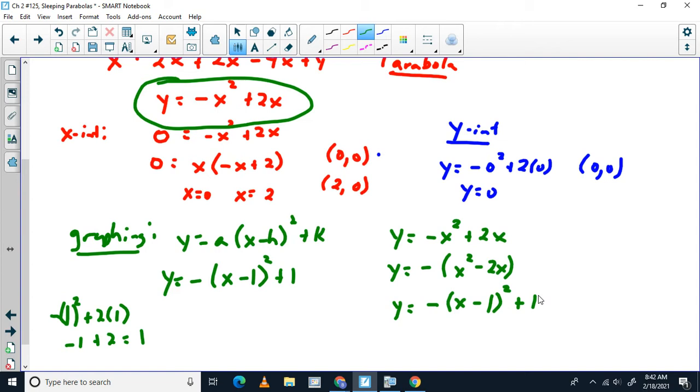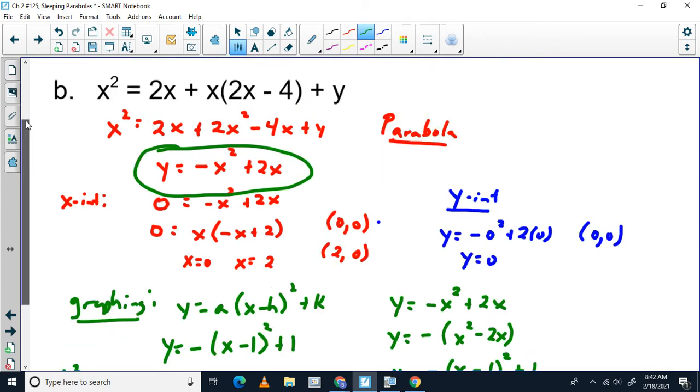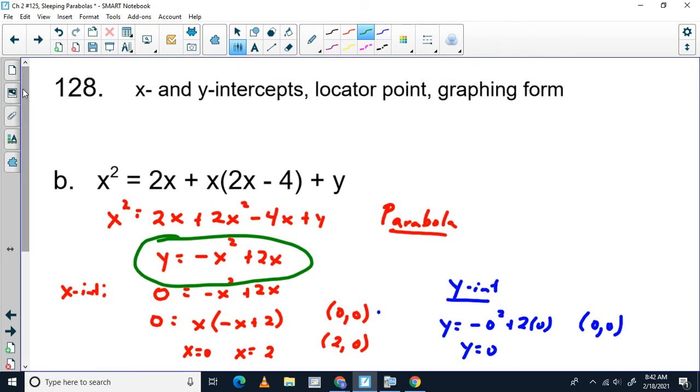All right, so just a different way of looking at it, because it may not have been apparent when you started what kind of function you were looking at.